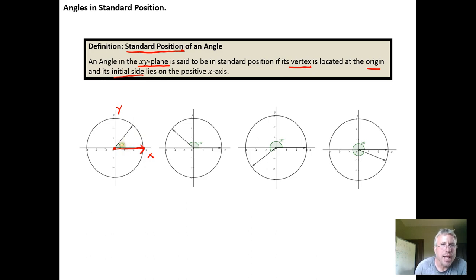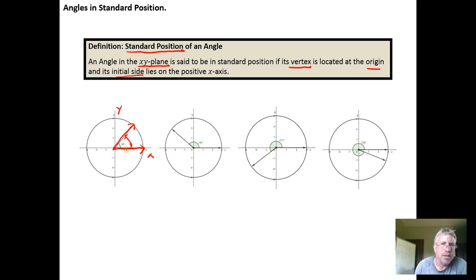So in this case I have a 50-degree angle. I've set the vertex at the origin, established a ray on the positive x-axis. I have rotated through to a terminal side of that angle. So there is a 50-degree angle drawn in standard position. We could have done a coterminal angle with that.